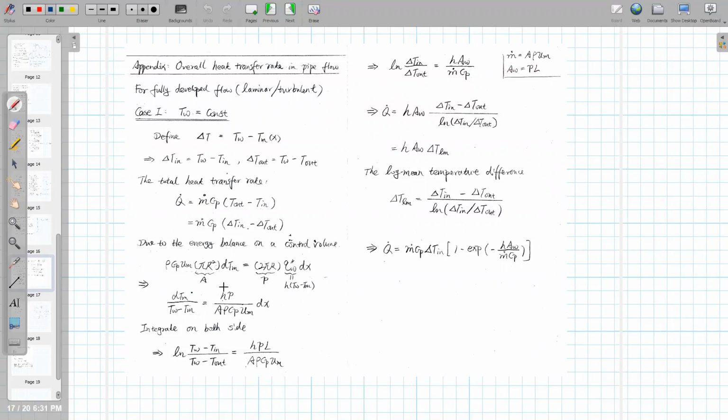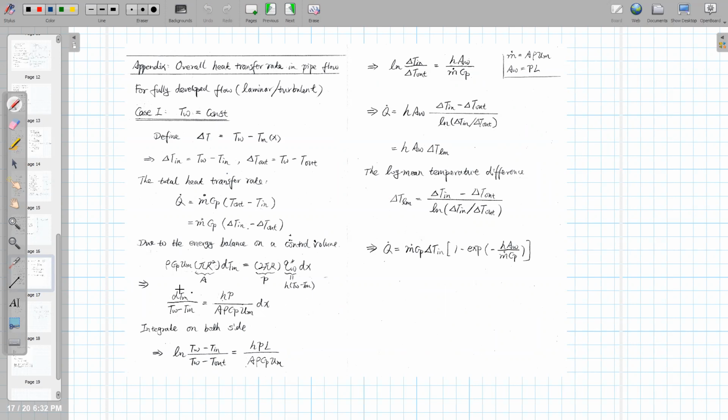You get the heat added to the fluid in this control volume, and then you rearrange it and write this pi D squared over 4 as the cross-sectional area A, this as the perimeter P, and this q_w double prime as h times (T_W minus T_m). You can rewrite them as dT_m over (T_W minus T_m) equal to h P over (A rho Cp U_m) times dx. Okay. All right.